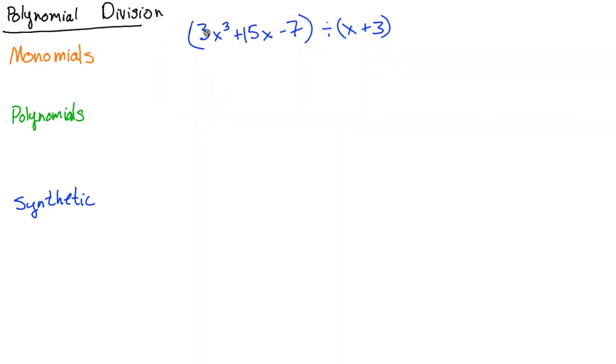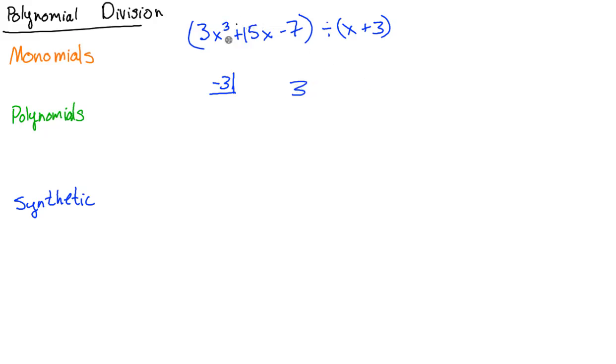Okay, here we have a problem. 3x cubed plus 15x minus 7 divided by x minus 3. So the first step is to take the opposite of this guy. That will allow us to do everything with addition in synthetic division. Take these coefficients, 3, 15.